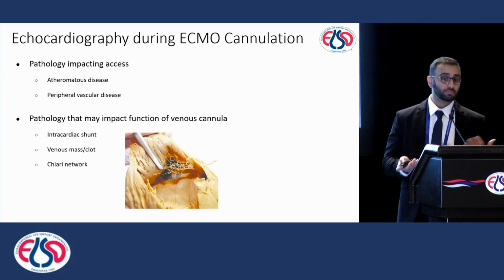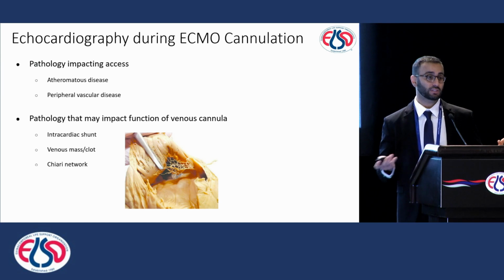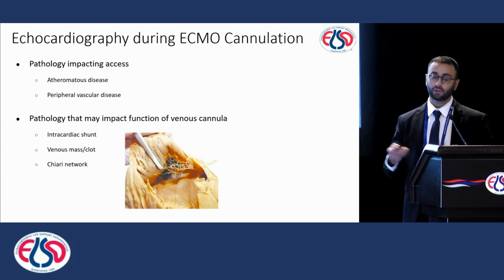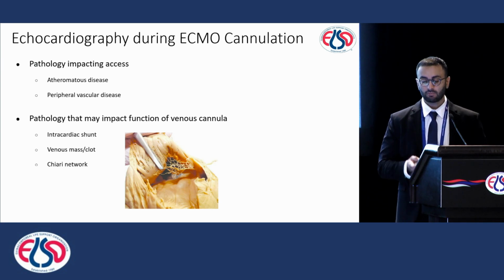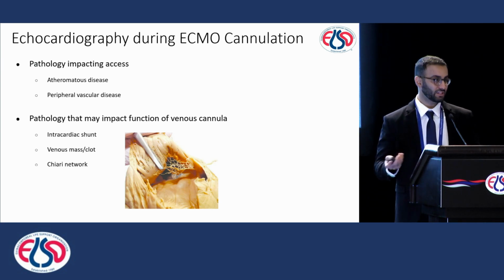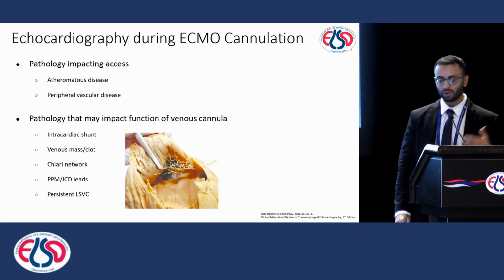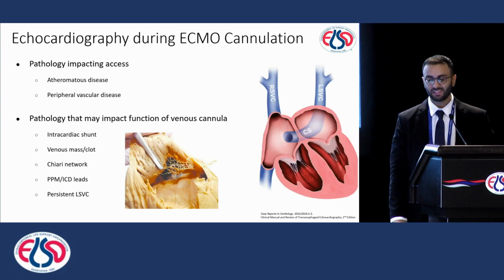And about 5% of the general population has some Chiari network. And so that can be difficult when you're placing the venous cannula, if you're not having adequate flows. So these things are obviously tough to see unless you have some echo guidance. And there are a few other pathologies, pacemaker leads, ICD leads.